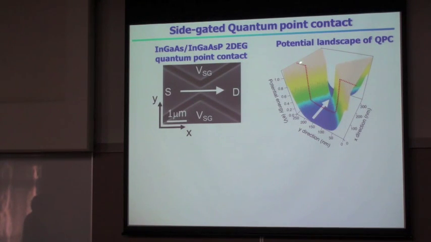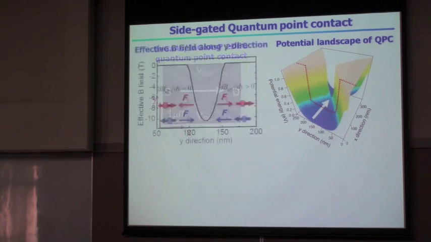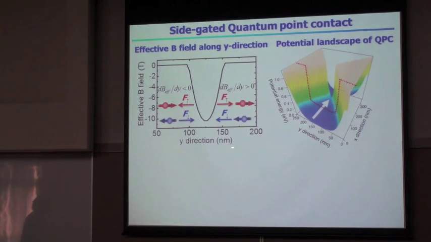And when we calculate the effective magnetic field along this red line, the result is like this. So at the channel center, we have an effective magnetic field on the order of 10 Tesla, which is really strong. However, this effective magnetic field gradually decreases and goes to 0 because of the carrier depletion. And we have such a nice effective magnetic field gradient like this.